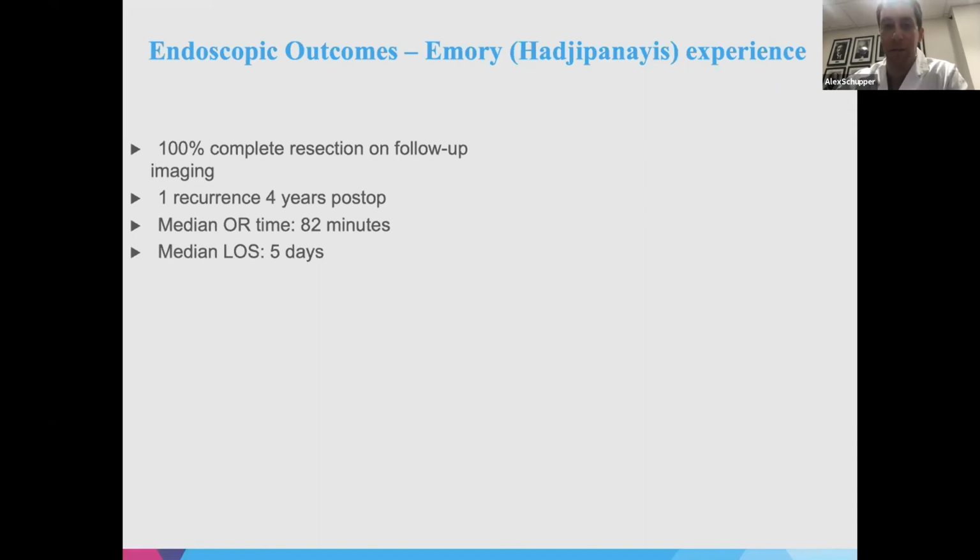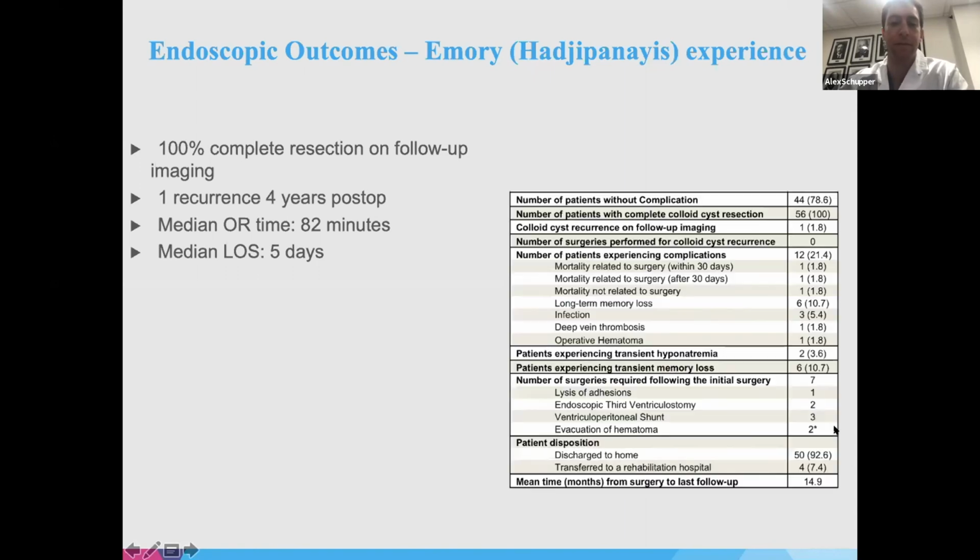So much faster than we would get from an open craniotomy, with a median length of stay of 5 days.